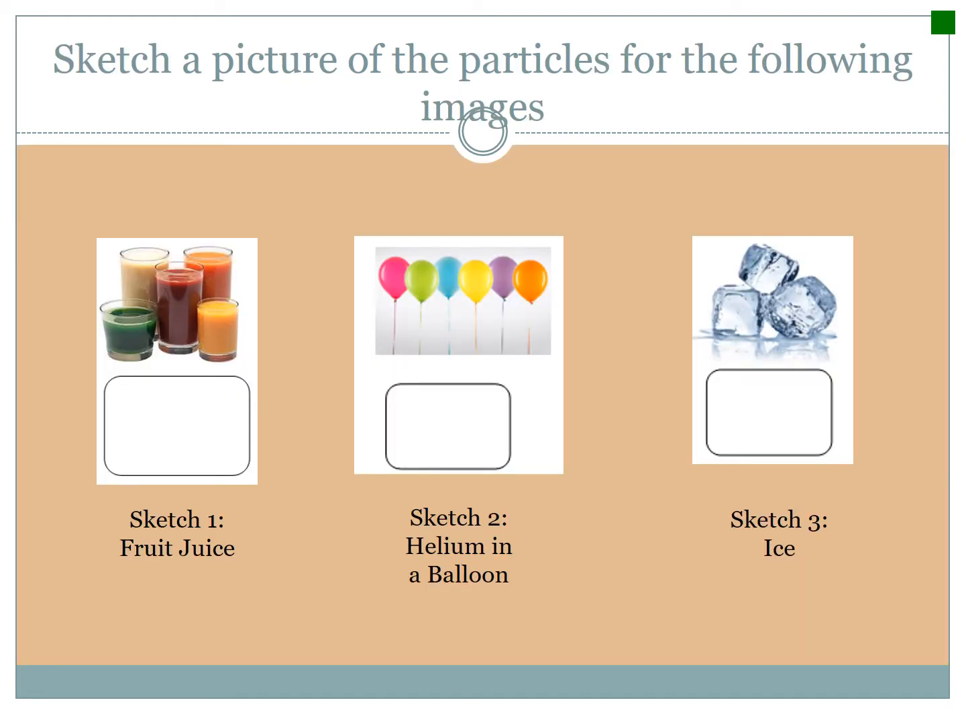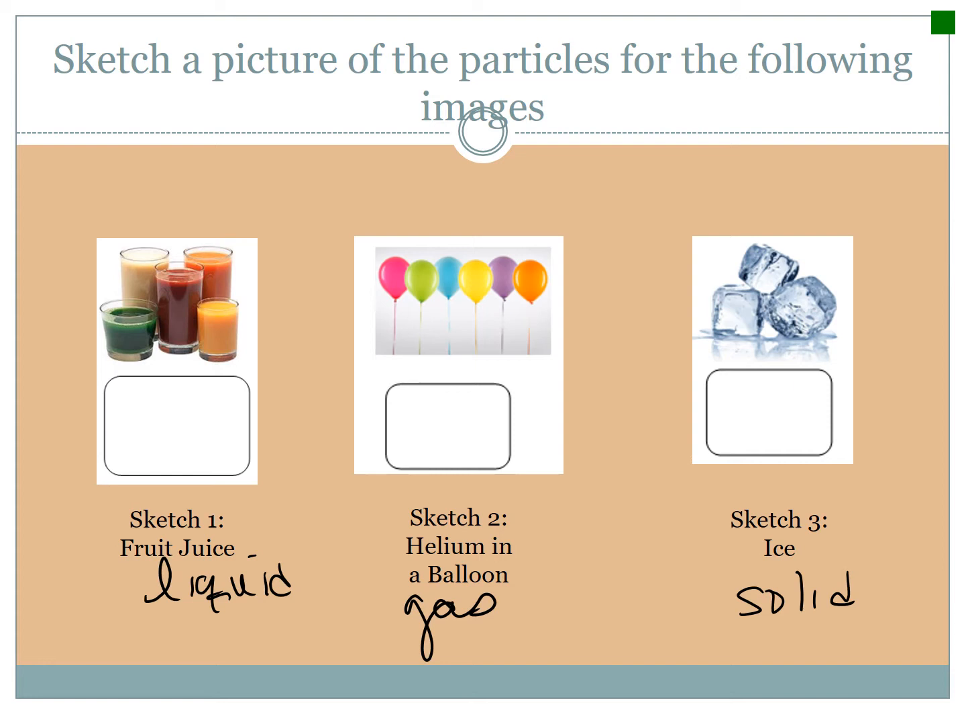All right, so let's try to sketch some particles. These are called particle pictures. First off, you're going to have to identify what type of state of matter it is. So fruit juice is going to be a liquid, and then helium will be a gas, and then ice will be a solid. So we're really asking for particle pictures like that. I like to draw at least between 9 to 12 particles. I think it does a really good job.